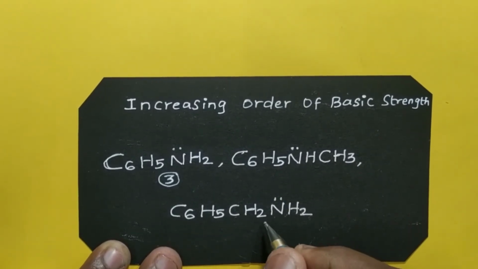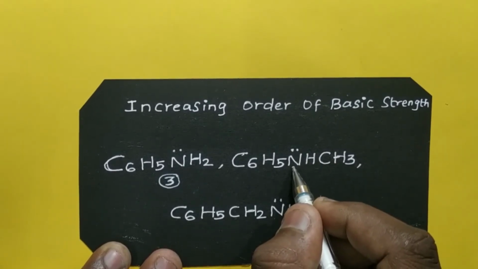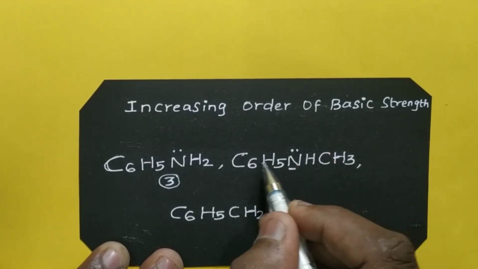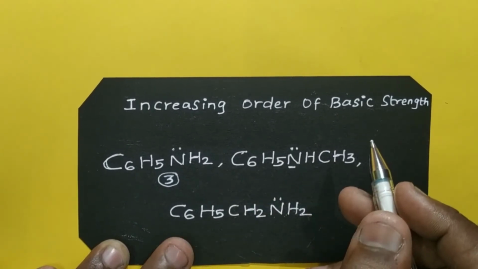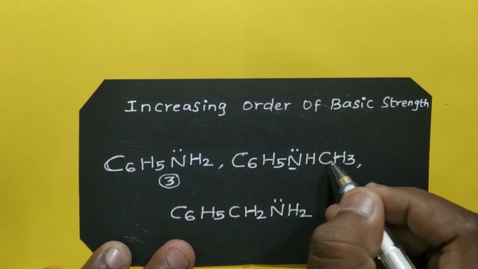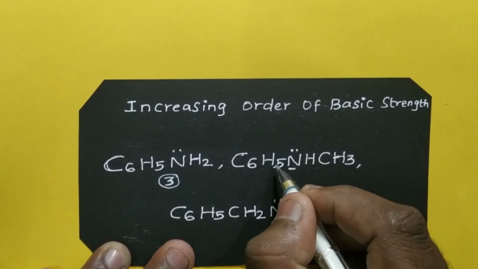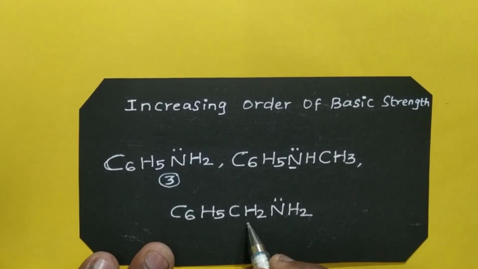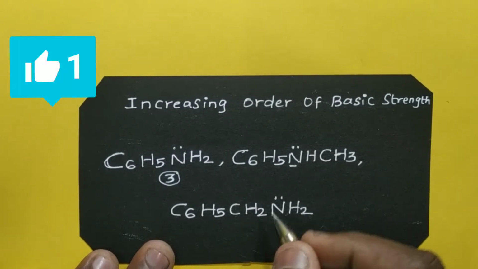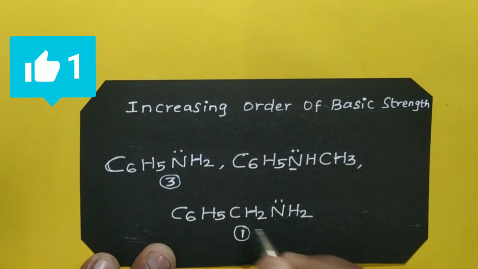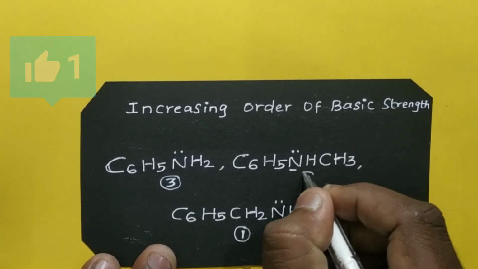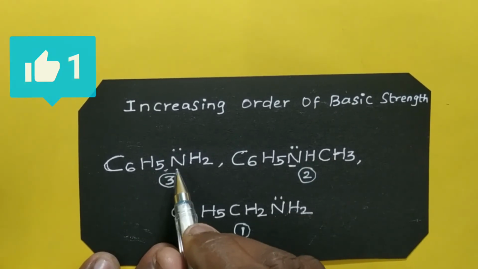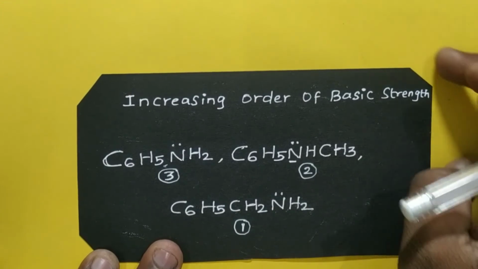But in this case, just look, the nitrogen is directly attached to the benzene ring. The electrons are delocalized with the benzene ring also. Even though it is attached to the methyl group, the nitrogen is directly attached to the benzene ring. But in this case, it is an aliphatic amine; the nitrogen is directly attached to the alkyl group. That's why this is more basic when compared to this one. As we know, there is no electron donating group in this case, so it will be the least one. I think you understand very well.